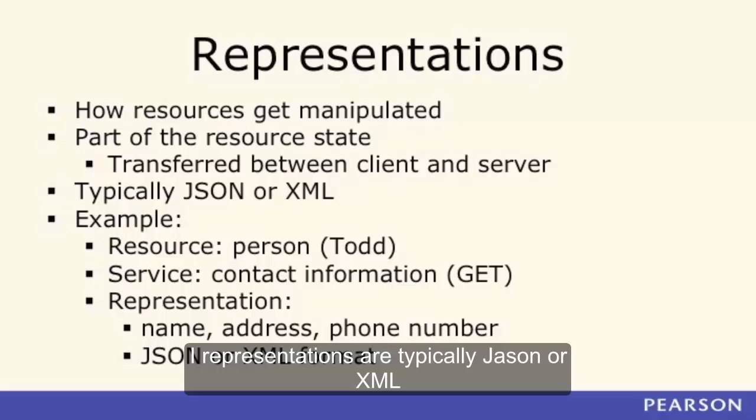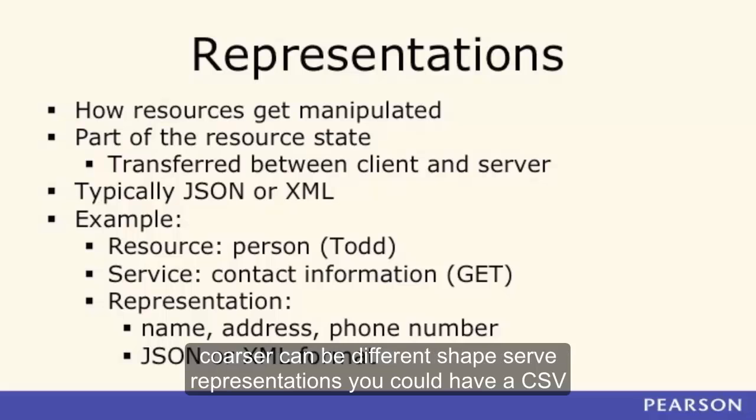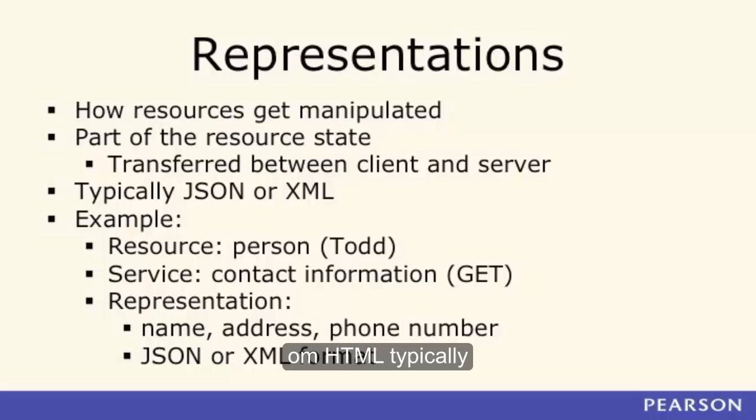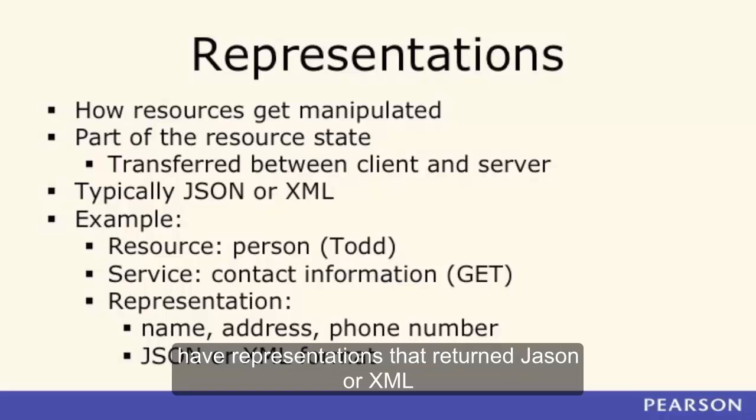Representations are typically JSON or XML. Of course, there can be different shapes of representations. You could have a CSV, comma-separated values list. You could do HTML. Typically, RESTful services have representations that return JSON or XML.